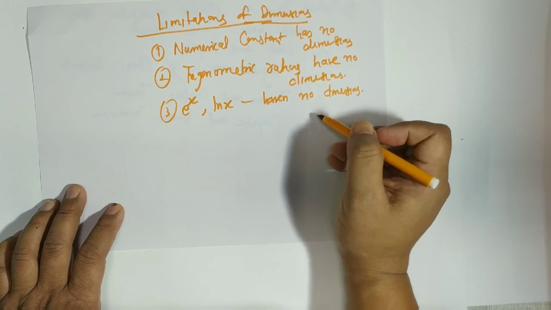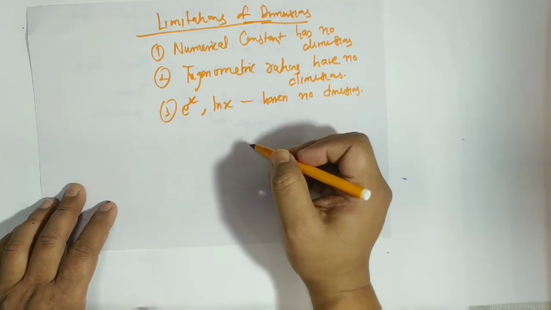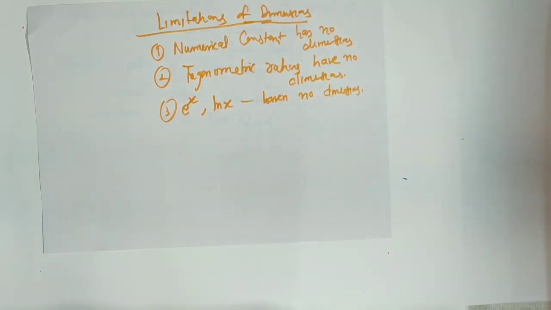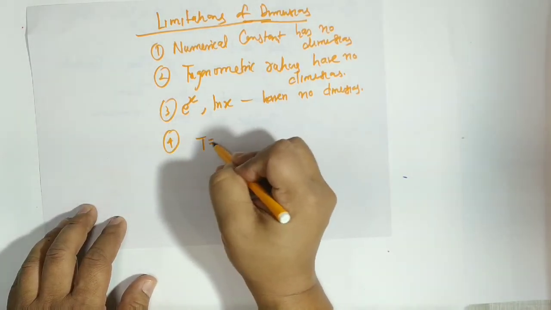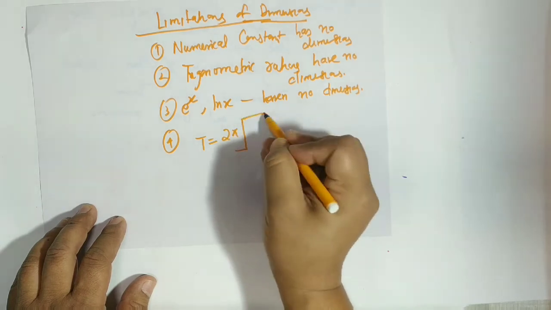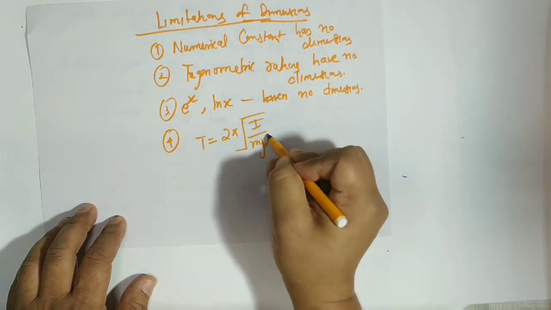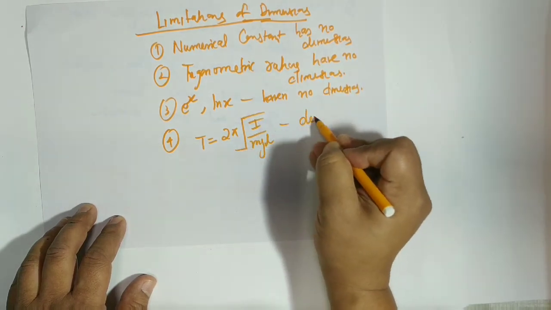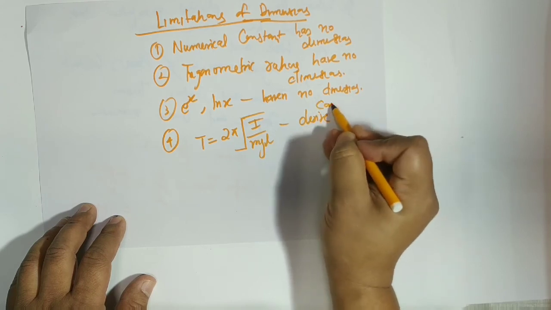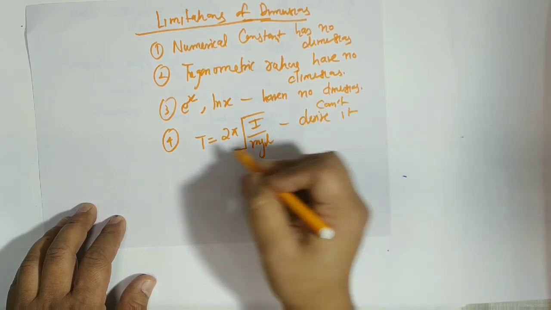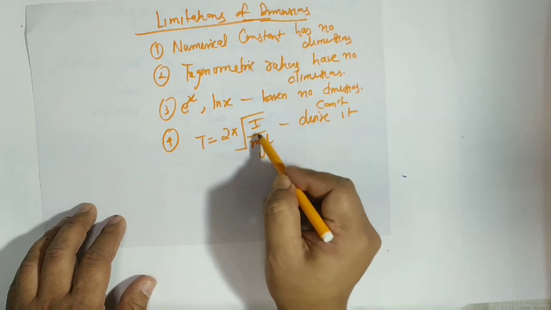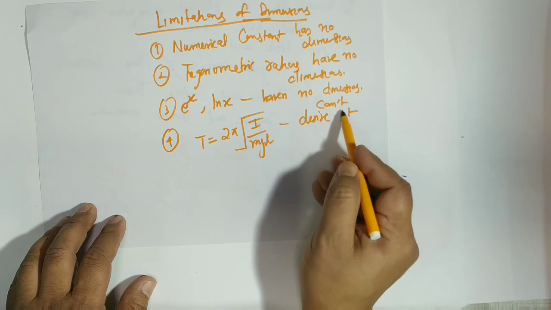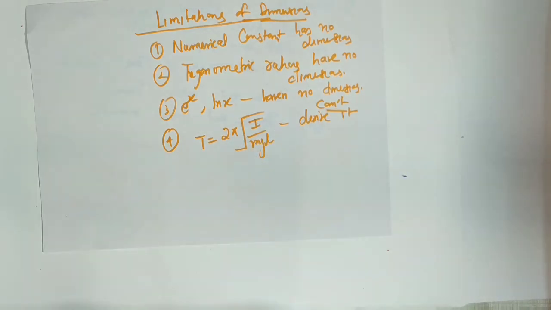Also, in some problems you are not going to be able to find the relation every time, if it depends on more than three quantities. Like the formula T = 2π root(I / mgl). You can't derive it with the help of dimensions, because it has more than three quantities: I, m, g, l. So there are certain limitations of dimensions, and in this way dimensions is finished.